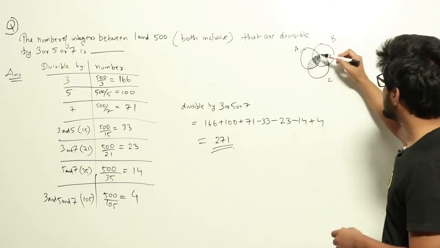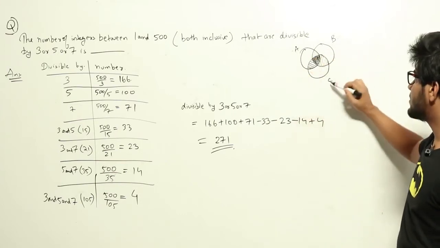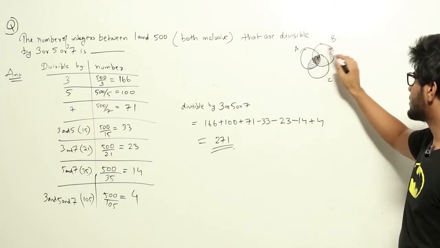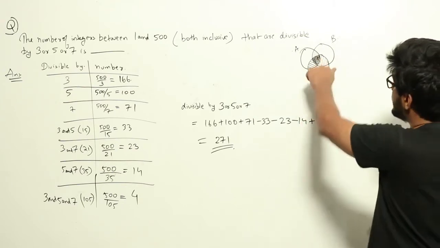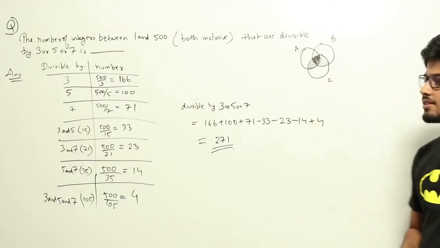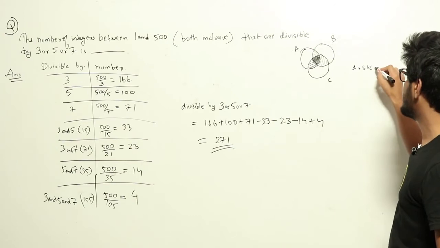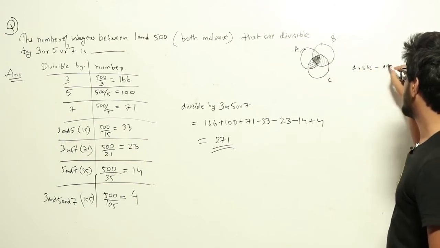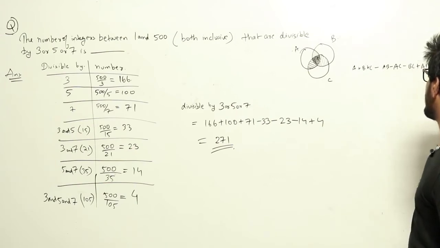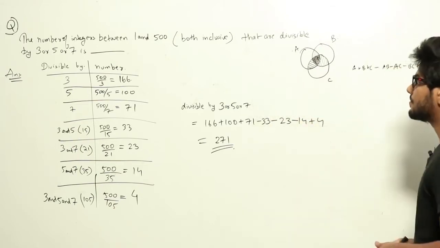If you do this, the intersection of A, B, C, this part got added three times when we added A, B and C. This also got subtracted three times when we subtracted A and C, A and B, and B and C. So finally we need to add this part once again, that is, we need to add the intersection of A, B and C. Which means we need A plus B plus C minus intersection of AB minus intersection of AC minus intersection of BC plus intersection of ABC. This is what we need. So using this, we will find out the answer.